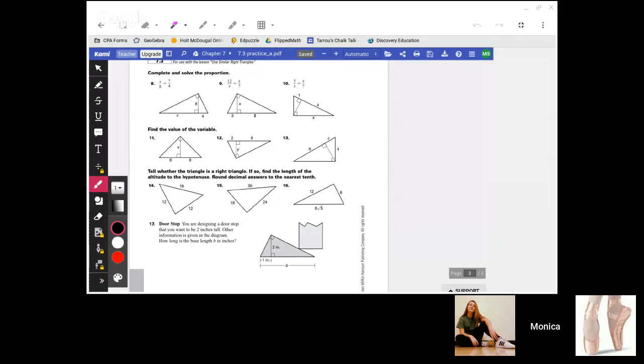Okay, so starting with number 8 on the worksheet, look at the information that the problem gives you, okay? Now, I want you to look at, so it gives you an X, an 8, and a 4, right? Well, which triangle are X and 8 associated with? Big, medium, or small?